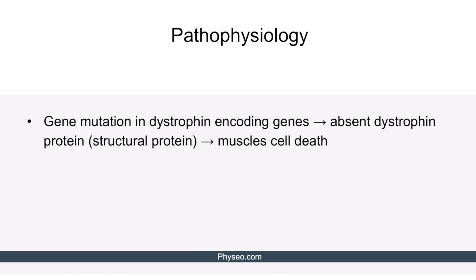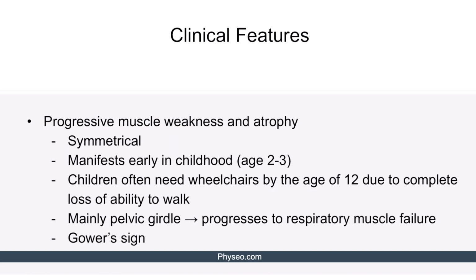Its pathophysiology stems from the gene mutation encoding for the dystrophin protein, which leads to the complete absence of this protein. The dystrophin protein is a structural protein that's essential for the vitality of muscle cells. Without it, muscle cell death occurs. The main clinical features are progressive muscle weakness and atrophy.